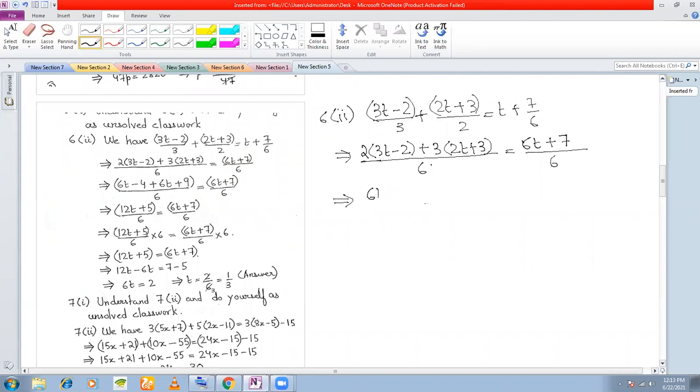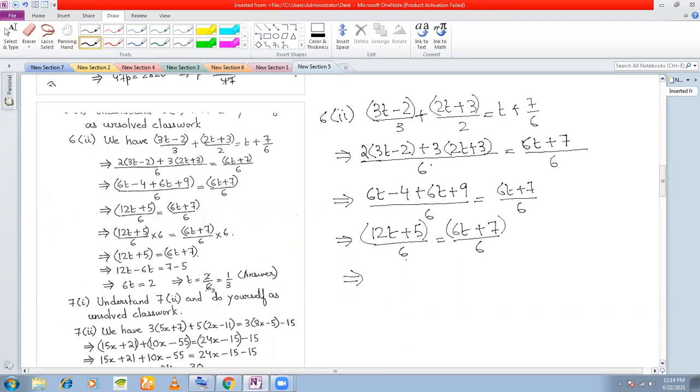So what you have is 2 into 3t is 6t minus 4 plus 3 into 2t is 6t plus 9 divided by 6 is equal to 6t plus 7 divided by 6. Now numerator here 6t plus 6t will give you a 12t and 9 minus 4 give you a 5 divided by 6 is equal to 6t plus 7 divided by 6. Put it within brackets.